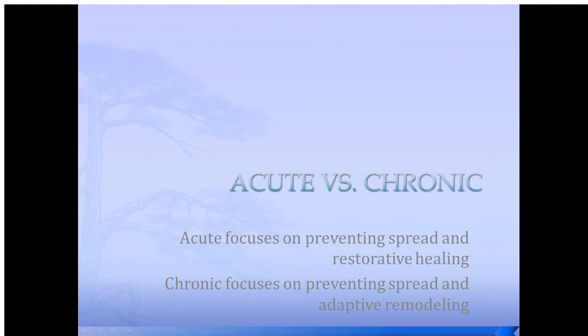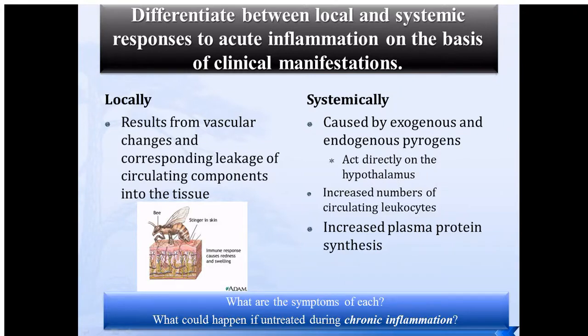Next, acute versus chronic. So, winding down. This is actually going to be a slightly longer video. Acute inflammation's focus is preventing spread and restoring the healing. It's bringing it back to its natural state. In chronic, things that last longer than 2 weeks, it's also trying to prevent spread, but it's actually adapting and remodeling the tissue into a new way. So restorative healing is bringing it back to the original condition it was in before, whereas adaptive is changing the tissue to overcome the illness. Kind of like when we talked about adaptive cells.